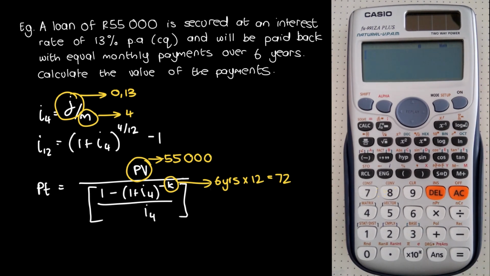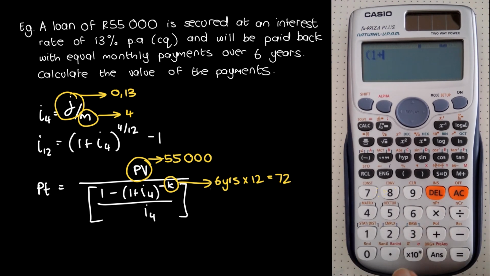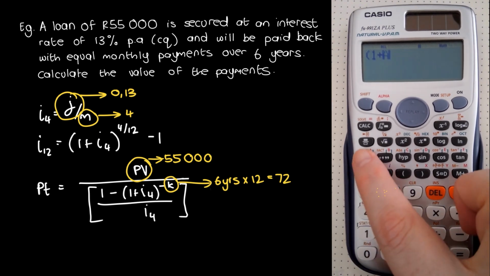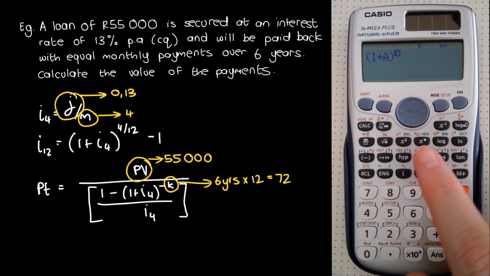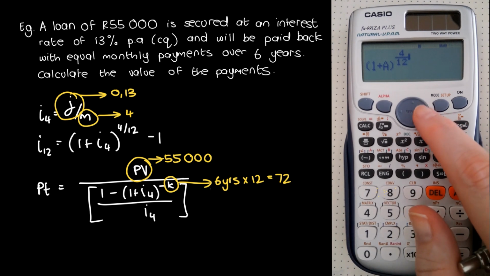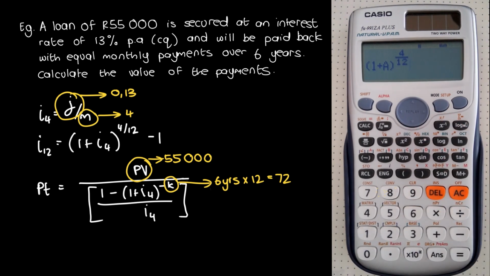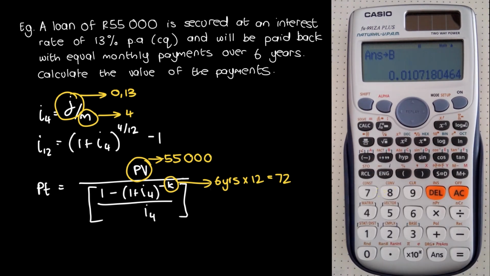Now we have I4, we need to convert it to I12. So we have that formula. So let's go through the process. It's open brackets, 1 plus I4, so recall A, close brackets, to the power of 4 over 12. Then we're going to push out of that, so we're on the bottom line, and we're going to say minus 1. And we get I12 in decimal fraction notation. So we're going to store this as well. So shift STO B. So we've stored it.